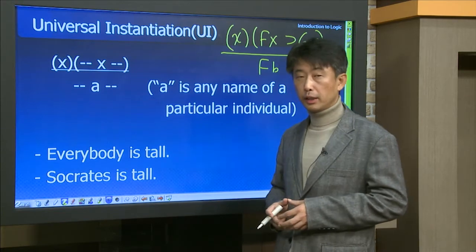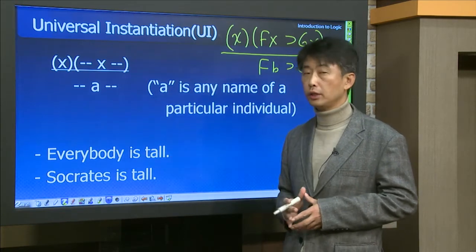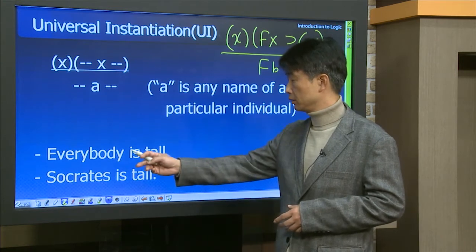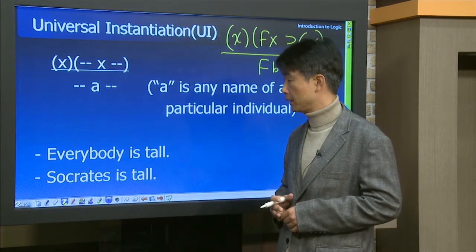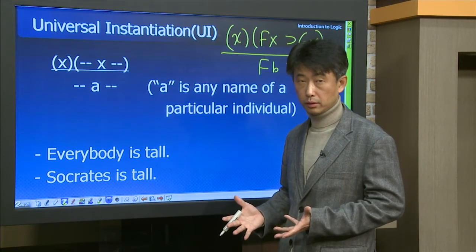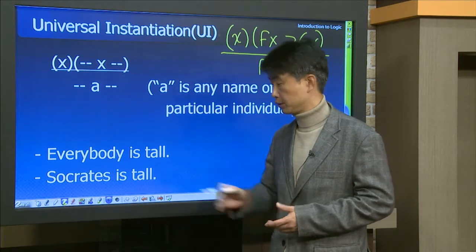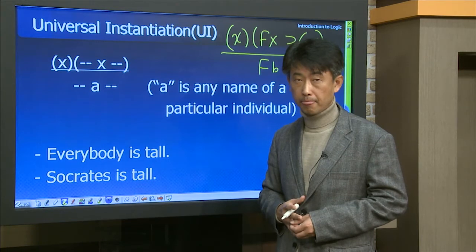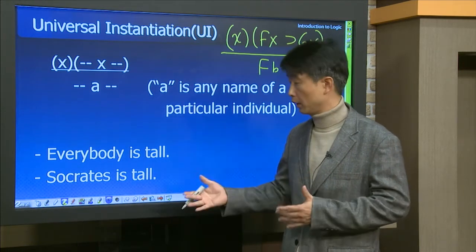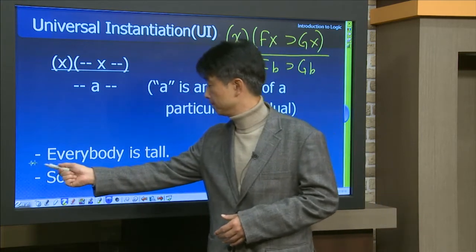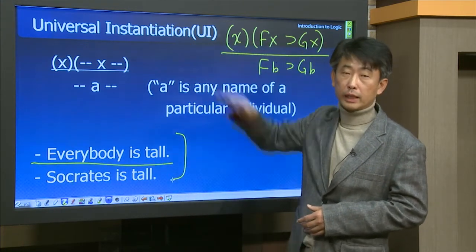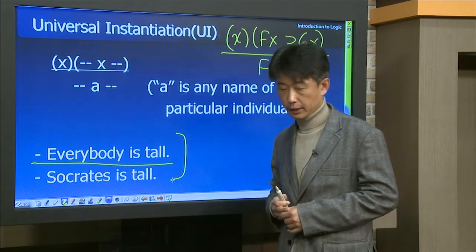So intuitively, the rule corresponds to this inference. Suppose this is true: everybody is tall. Then, of course, it is true that Socrates is tall. Okay? If everybody is tall, then any single individual is tall as well. So this inference is basically what UI is.